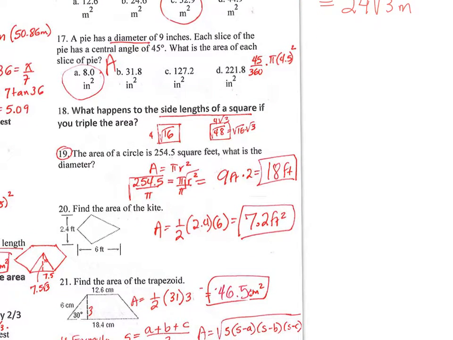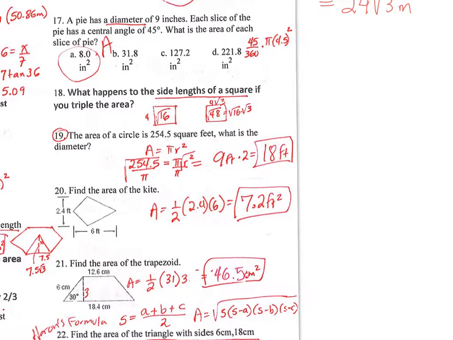Now number 18. For problem number 18, since they're not giving you any measurement, what you need to do is think about tripling an area. So the area that I thought about was A equals 16, and this is a square. I use 16 because I know that the area of a square is the side squared. So when I want to know the length of the side, I can just get the square root of that. So the length of the side, if my area is 16, would be 4.